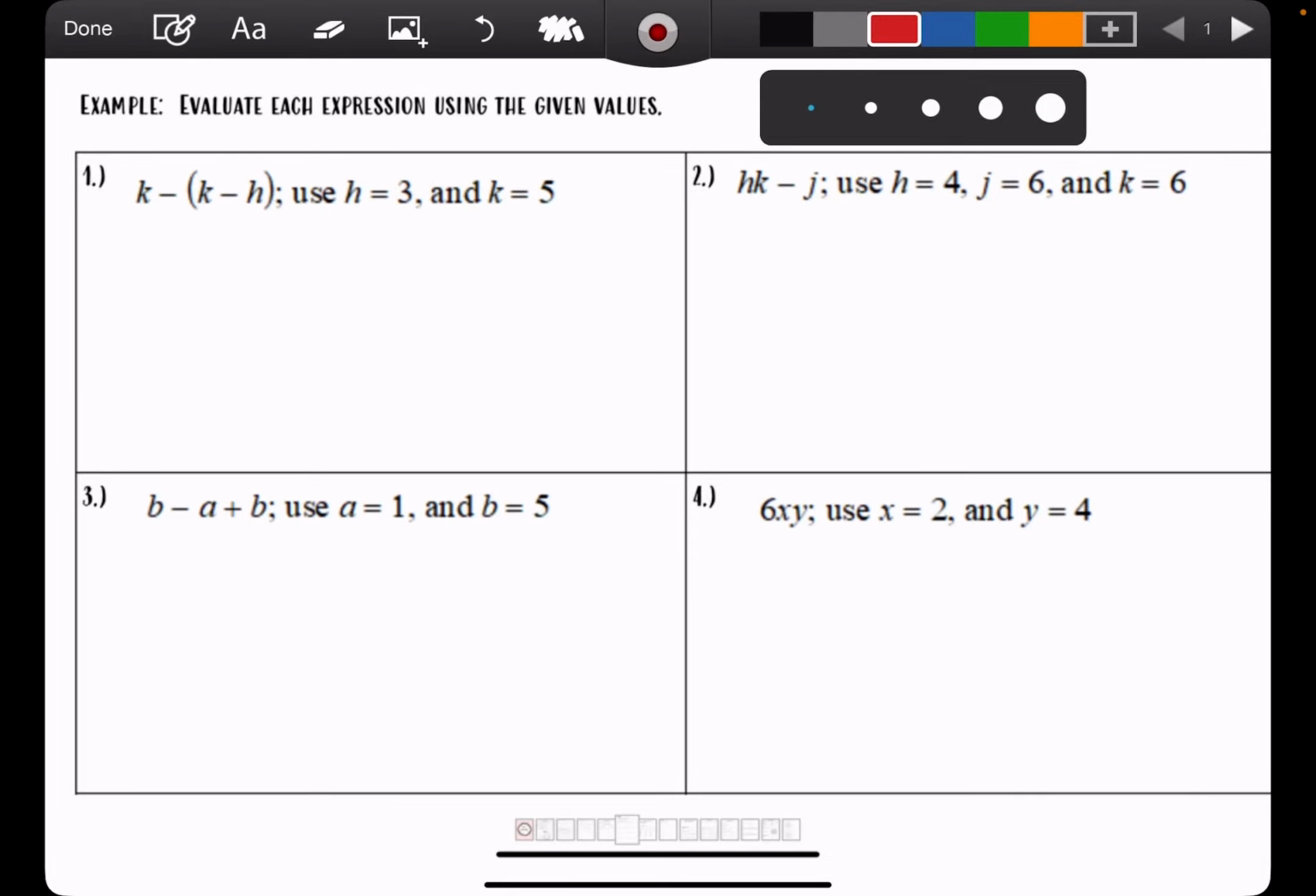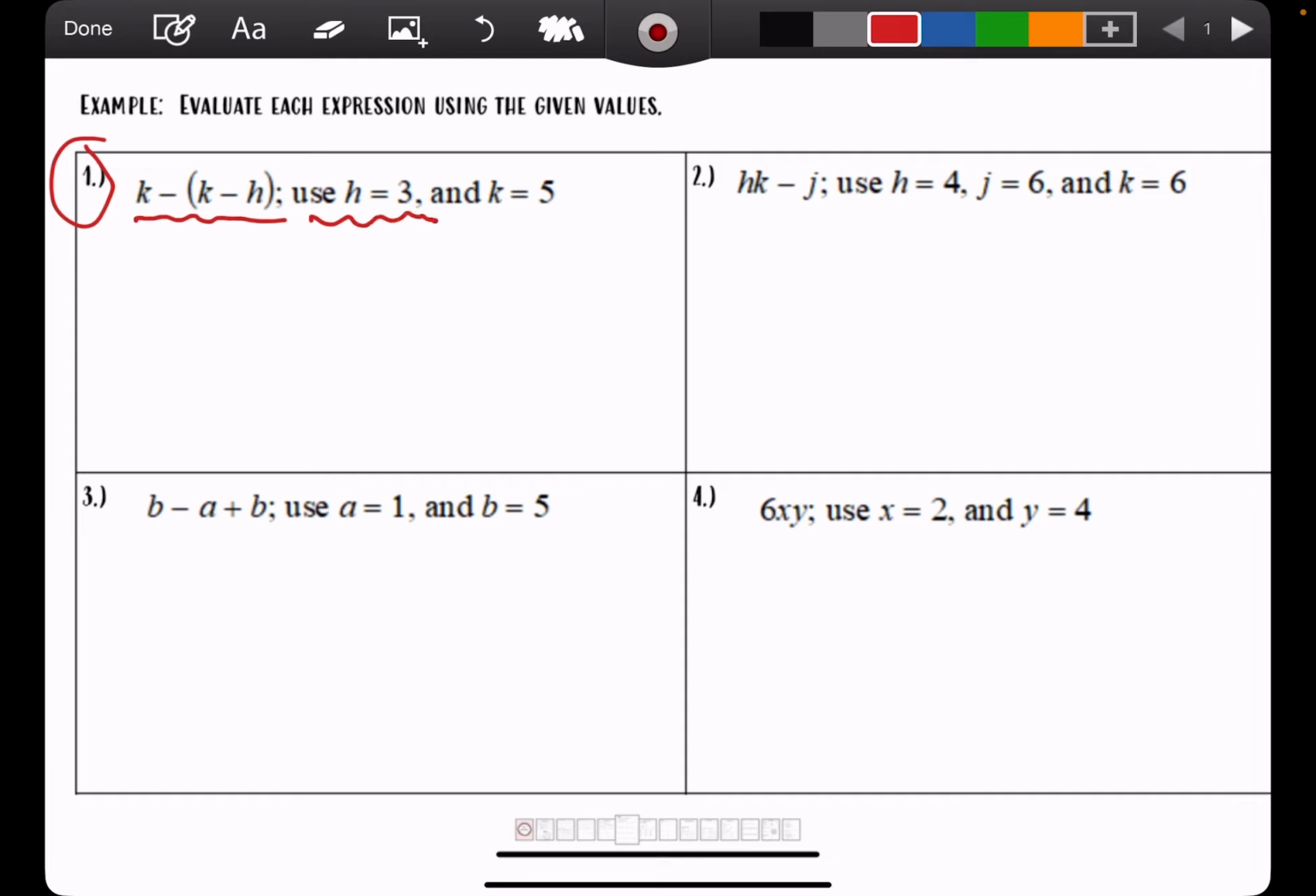Okay, here is how you can evaluate expressions with variables. Let's look at example number 1. We're given the expression k minus, in parentheses, k minus h. Then it says use h equals 3 and k equals 5.